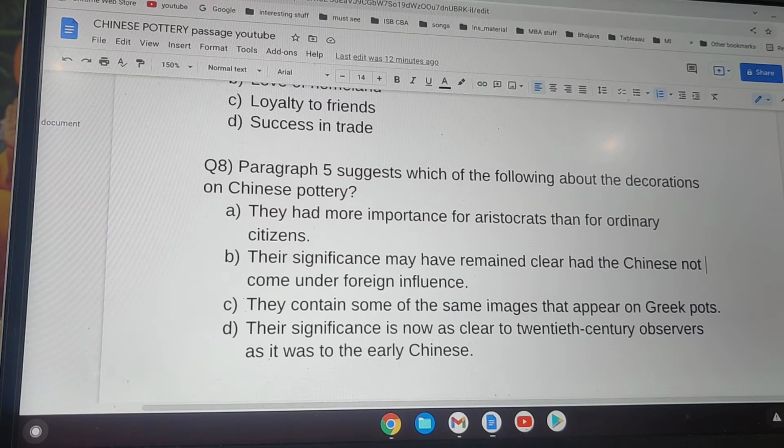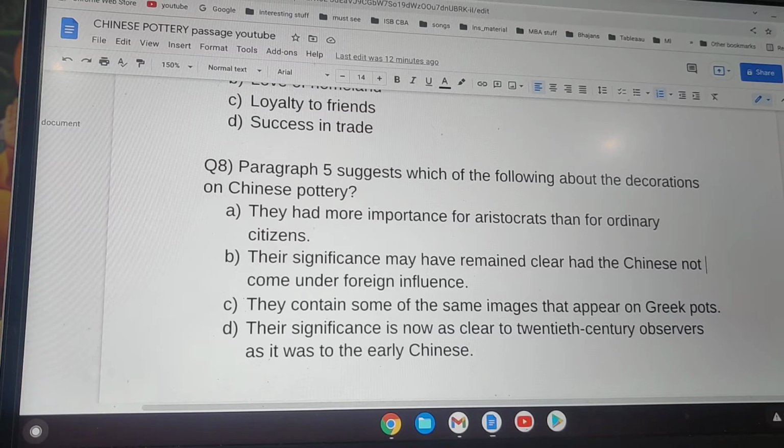"Their significance may have remained clear had the Chinese not come under the influence of the foreign influence." To some extent, this is right, I believe, because this is showing that the significance of the decorations or the materials or the things which were implanted onto those pots or decorative material were having the clear meaning and the significance. Okay, but coming under the influence of the foreign influence is not very clear to us.